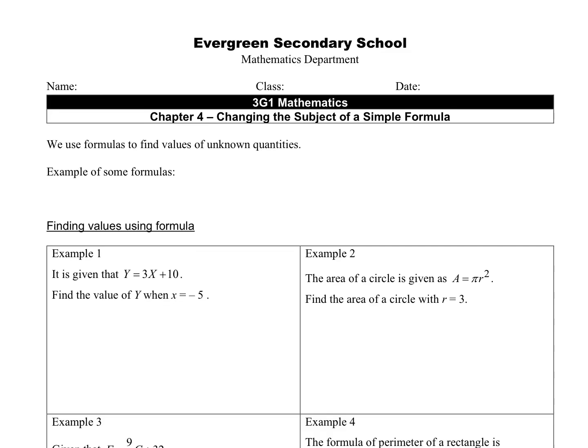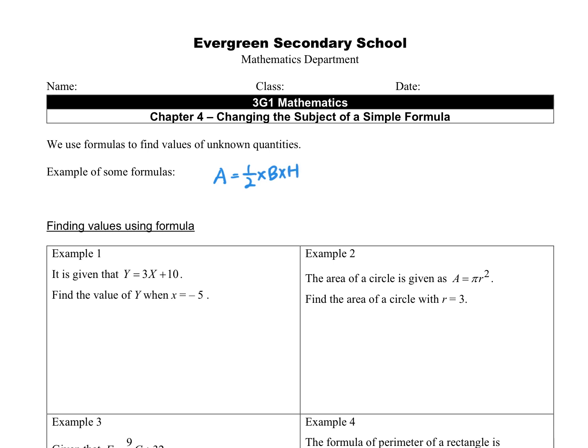Now in today's part of the video, we're going to look at 3G1 Mathematics, Chapter 4, Changing the Subject of a Simple Formula. Before we begin, let us understand that we have some examples of formulas that we know of. For example, area of a triangle is equals to half times base times height.